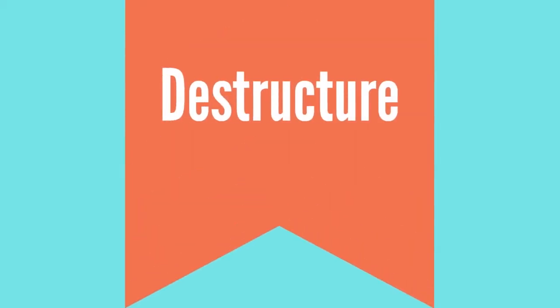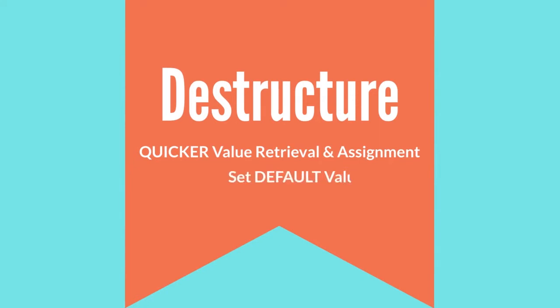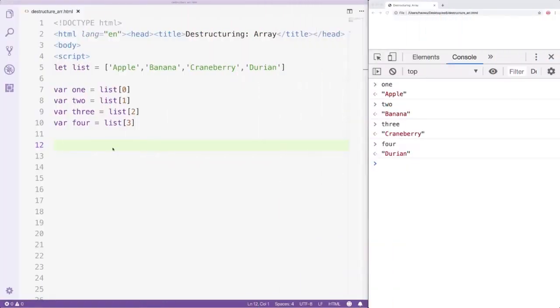Destructuring assignment allows us to quickly retrieve values from an array or an object and assign them to variables. It also allows us to set default variable values. In this lesson, we will show you how to destructure an array.